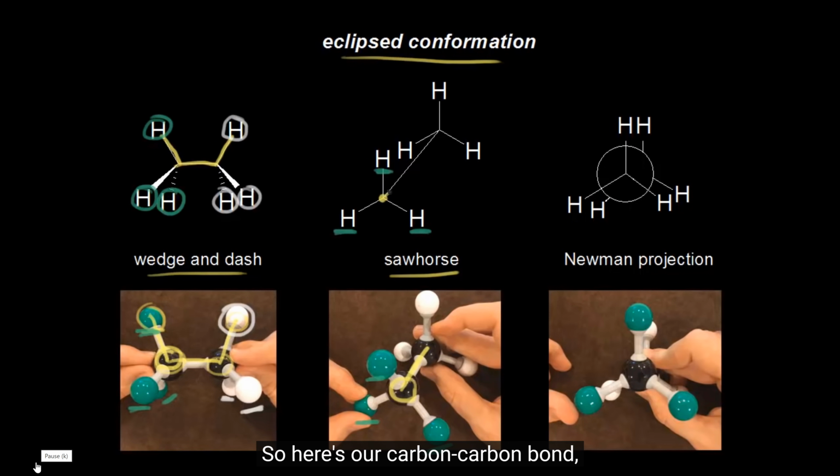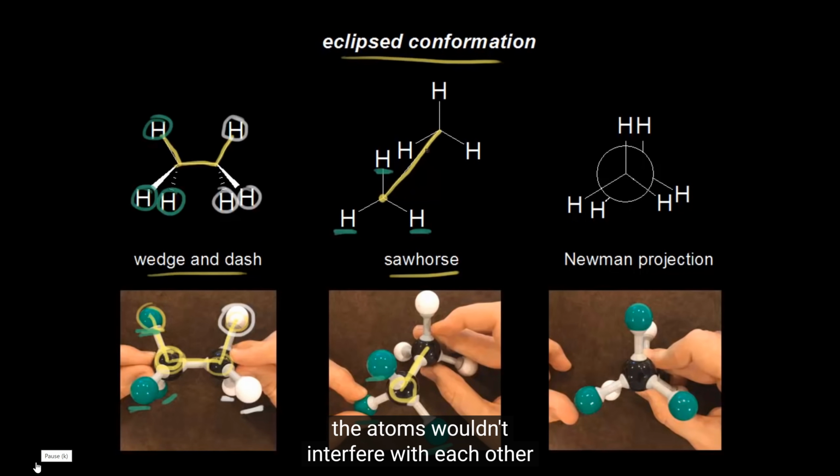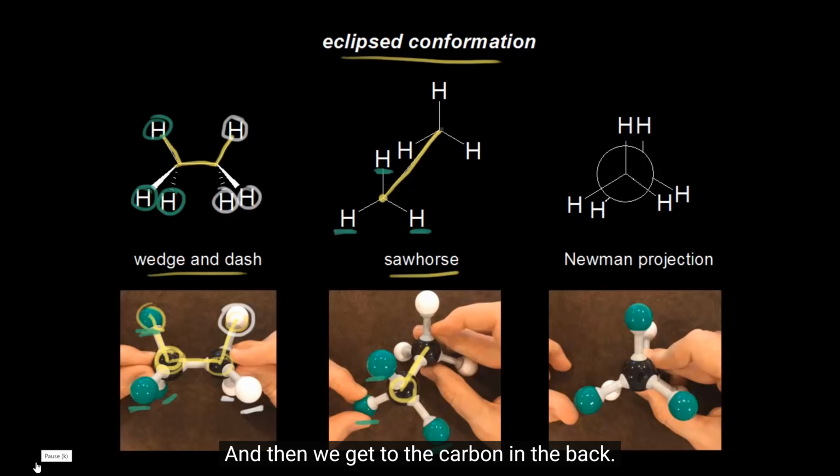So here's our carbon-carbon bond. I made it much longer up here just so the atoms wouldn't interfere with each other on our sawhorse drawing. And then we get to the carbon in the back.